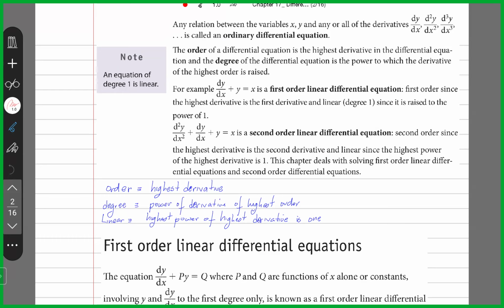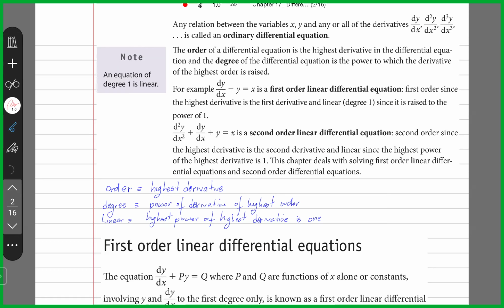For example, dy by dx plus y is equal to x is a first order linear differential equation. First order, since the highest derivative is the first derivative, so that makes it the first order, and linear of degree 1, since it is raised to the power of 1. So dy by dx is raised to the power of 1, so that makes it linear.